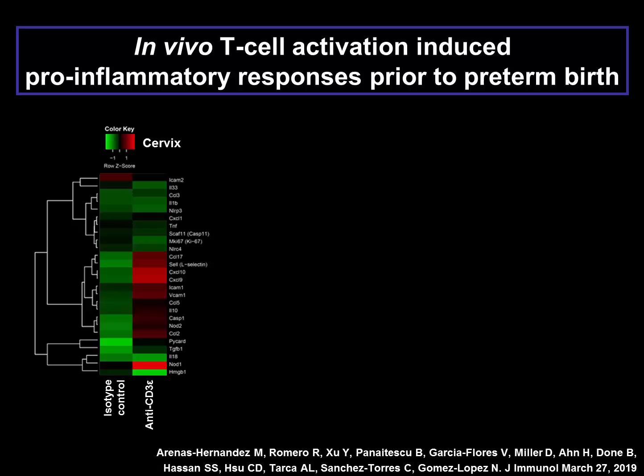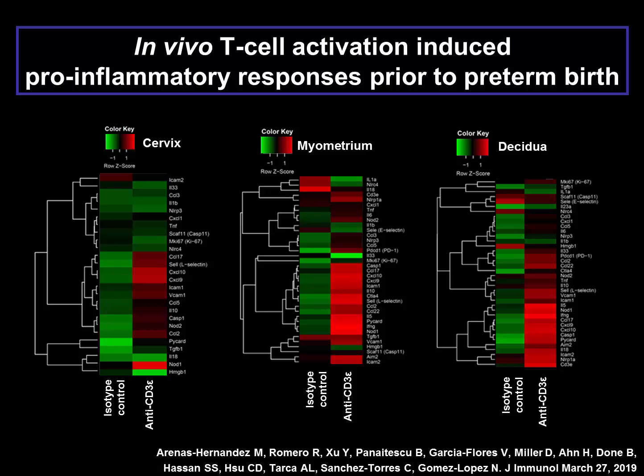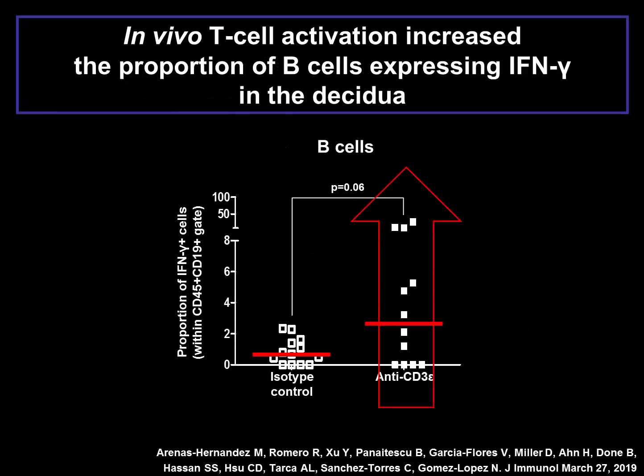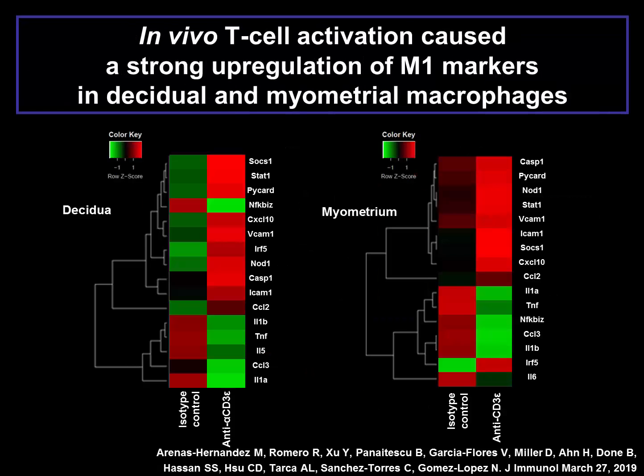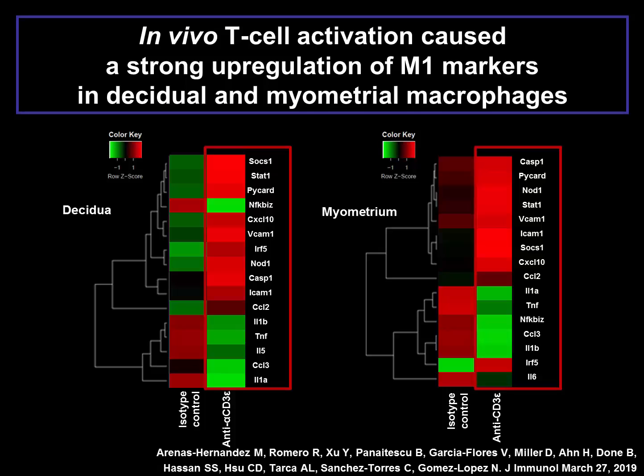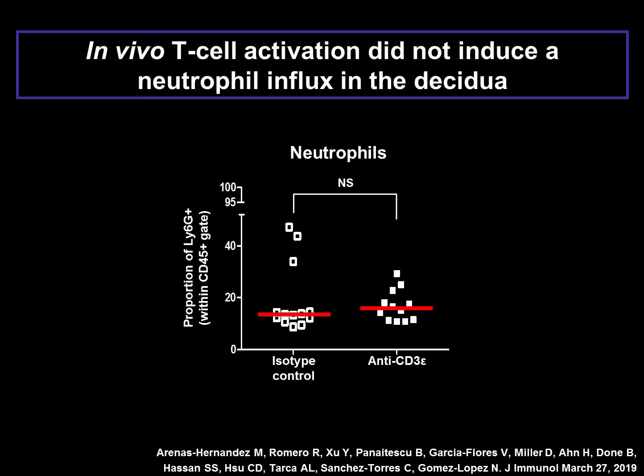T cell activation induced pro-inflammatory responses in the cervix, myometrium, and at the maternal-fetal interface, and induced pro-inflammatory phenotypes in B cells and macrophages, which displayed a pro-inflammatory M1 phenotype. Yet, such changes occurred in the absence of a neutrophilic influx.